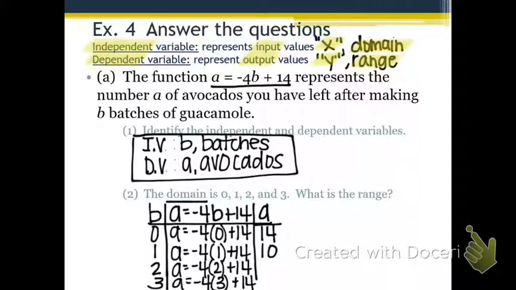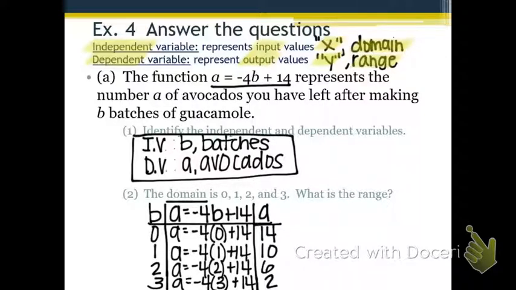All right, number 2. 2 batches. -4 times 2 is what? -8. And -8 plus 14? 6. So if I make 2 batches of guacamole, I have 6 avocados left. And what's -4 times 3? -12. And -12 plus 14? 2. So if I make 3 batches of guacamole, I only have 2 avocados left.